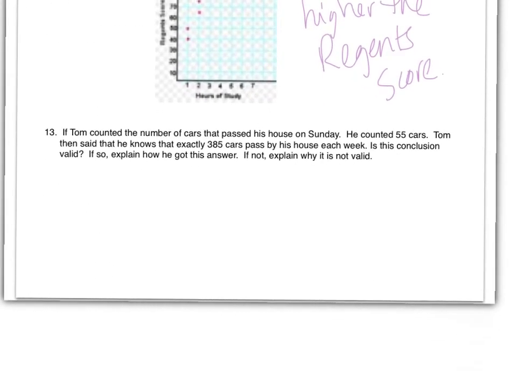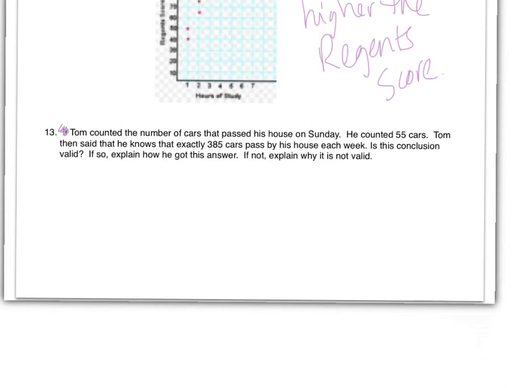Number 13, if Tom counted the number of cars that passed by his house, this is, sorry, a typo, okay, so we'll take that if out. Tom counted the number of cars that passed his house on Sunday. He counted 55 cars. Tom then said that he knows that exactly 385 cars pass by his house each week. Is this conclusion valid? If so, explain how he got his answer. If not, explain why it is not valid.